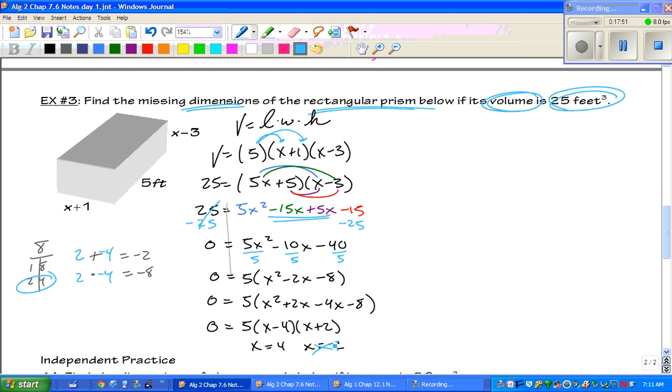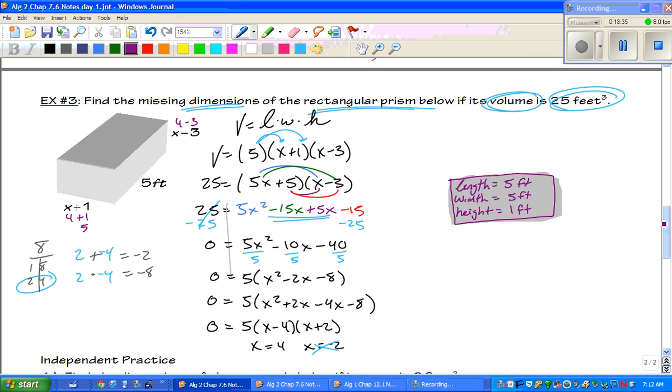Plug both of those in and, well, negative 2 doesn't work. So then the dimensions that we get for this, we have a length equal to, well, 4 plus 1 is 5. 5 feet. Our width is 5 feet. And then the height, 4 minus 3, is 1 foot.